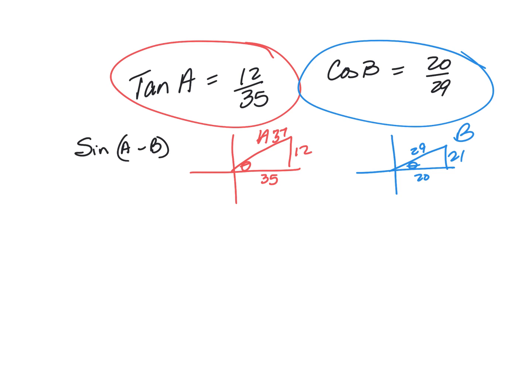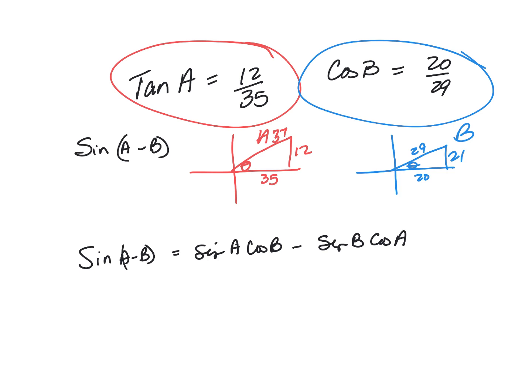And sine of A minus B is sine of the first guy, cosine of the second guy, minus sine of the second guy, cosine of the first guy. Okay? Everybody get that? So we need sine of A, cosine of B, and we need sine of B, cosine of A.